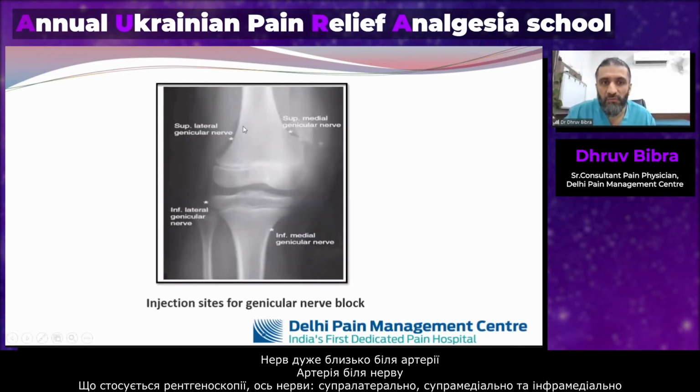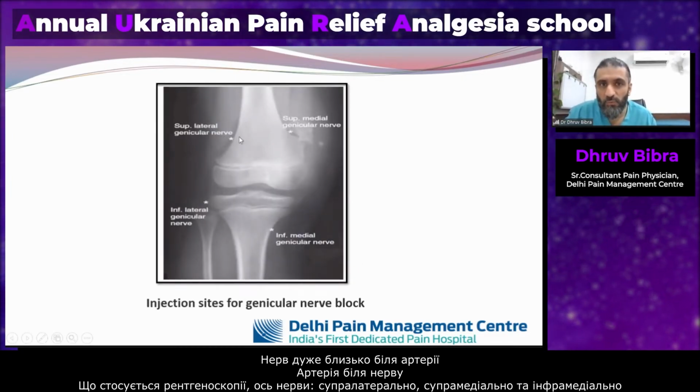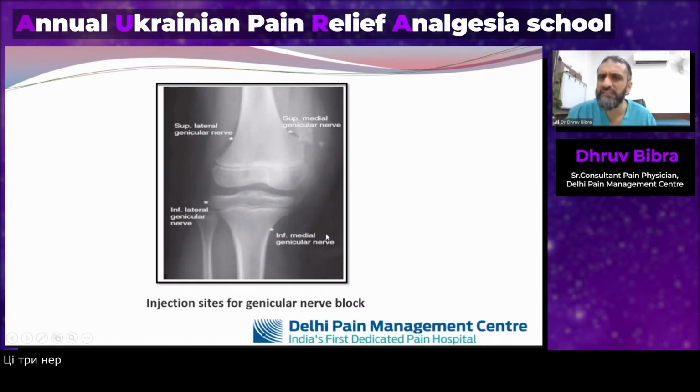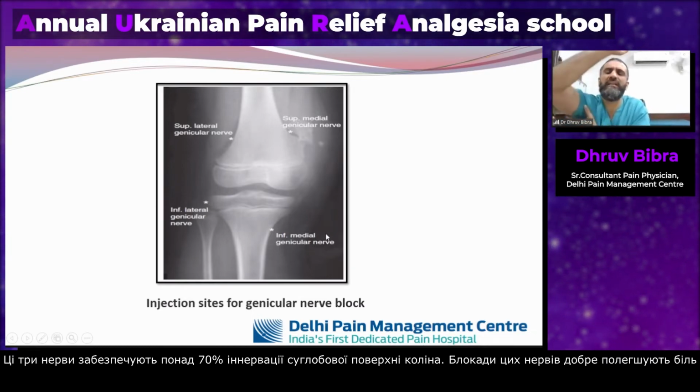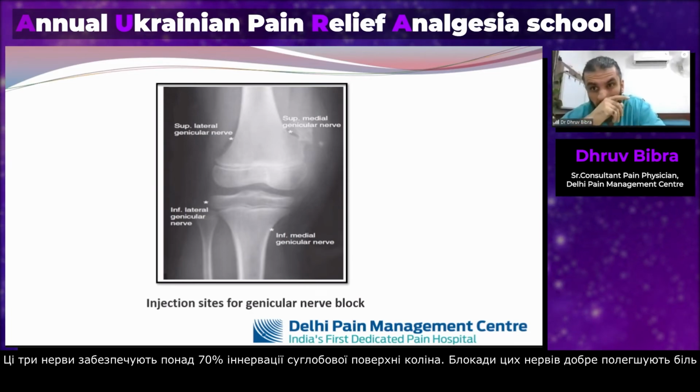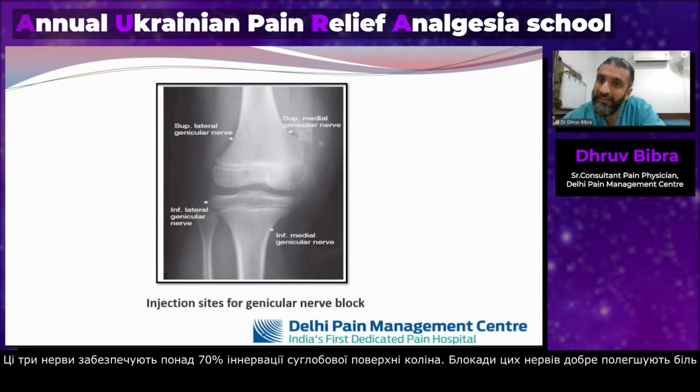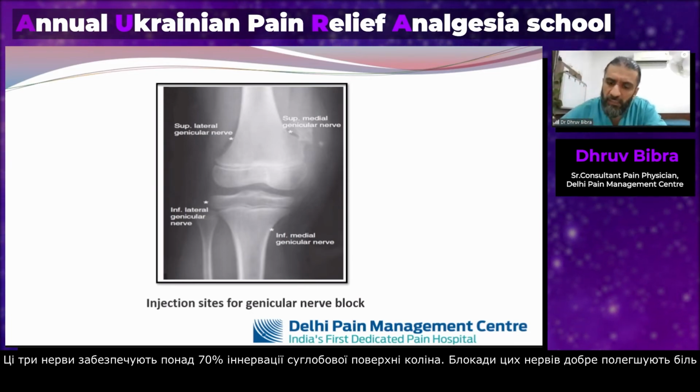Now, when it comes down to fluoroscopy, these are the nerves: superolateral, superomedial, and inferomedial. These three nerves supply more than 70% of the articular surface of the knee, and blocking these nerves brings about good relief.